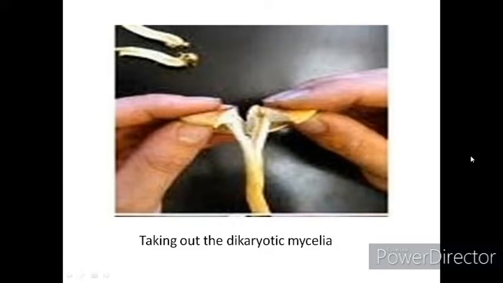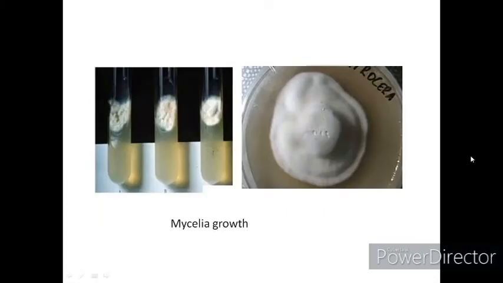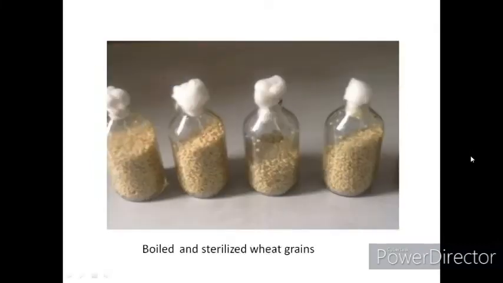We take out dikaryotic hyphae with the help of a clean, sterilized needle, and we put this dikaryotic hyphae in the media slant prepared, and then we incubate. We keep this one in the incubator for mycelia growth. You can see mycelia growth in the test tube. You can see the white mycelium which is growing.